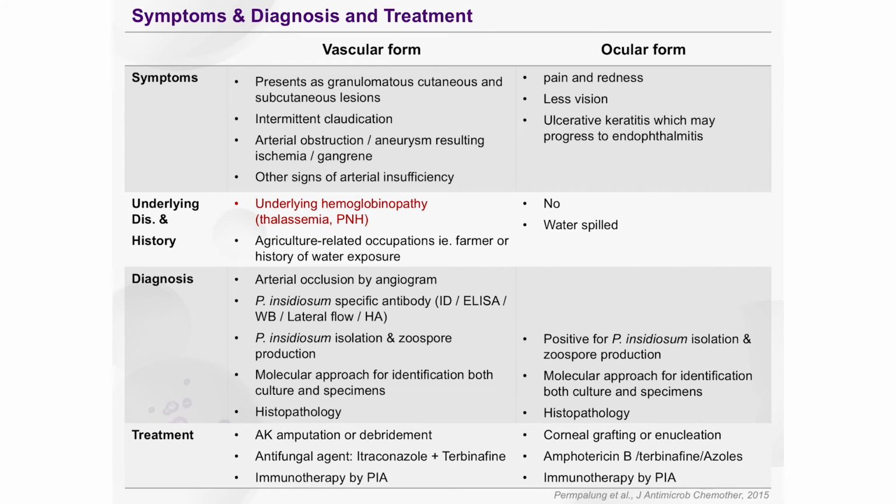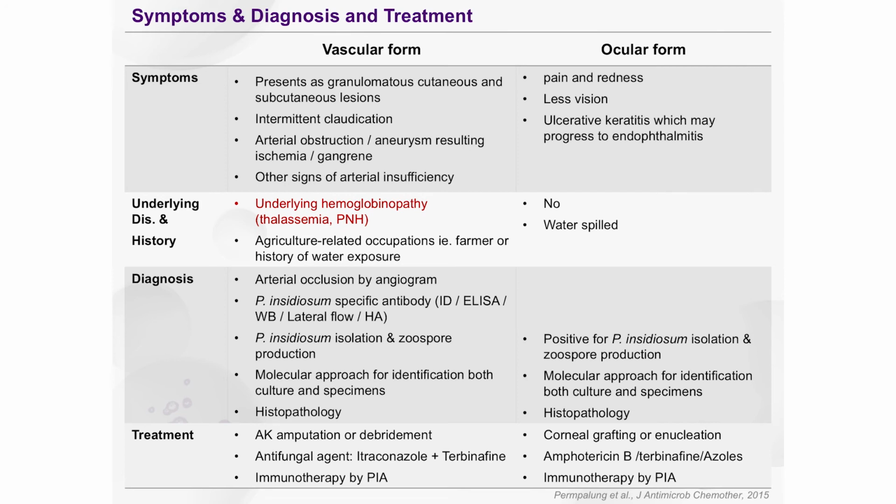For the diagnosis, for the vascular type, you can see occlusion by the angiogram, but angiogram is very expensive. So how can we do that? We can use anyone who have the suspected case, just do the ELISA. Also, they have the other serological test. Isolation, we can use for both, for vascular and eyes. Molecular approach for identification, or directly from the specimen.